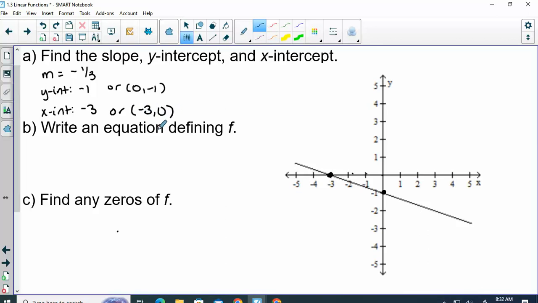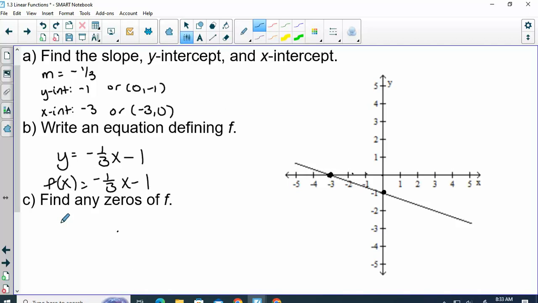So equation, y equals mx plus b, so my m is -1/3 x plus b, which is -1, or you could have put f of x equals -1/3 x minus 1.